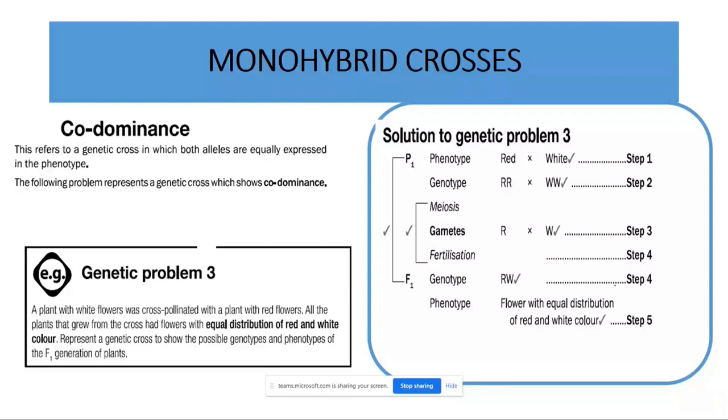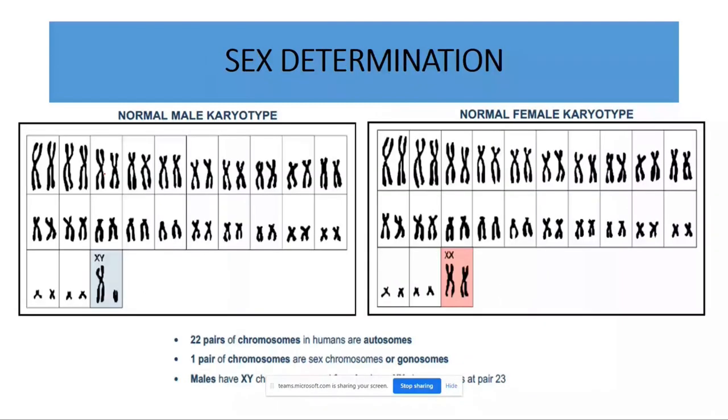The word co meaning together. So both alleles are equally expressed in the phenotype. You can see both alleles. You're going to see red and you're going to see white. You're not going to get pink. As soon as you get pink, it becomes incomplete dominance. Right. I hope we understood our monohybrid crosses. We're going to go on to sex determination.